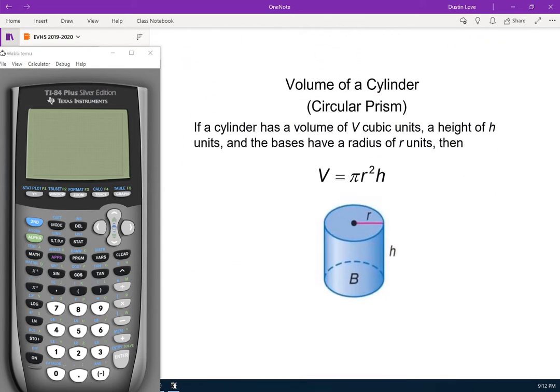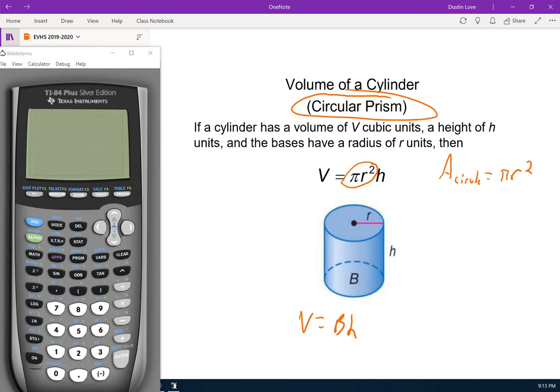Now, a cylinder. I like to refer to a cylinder as a circular prism. You're not going to hear that phrase very often, but it actually works very, very well because all of the properties of a prism also apply to a cylinder if we just think of the base as being a circle. So here's what I want you to notice here. Volume is pi r squared. Notice that pi r squared is still just the area of a circle. So this is still volume equals area of the base times the height.